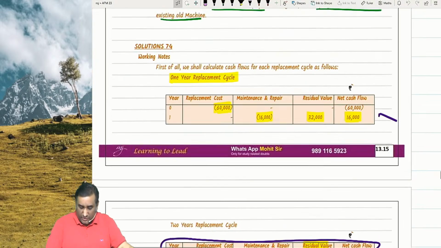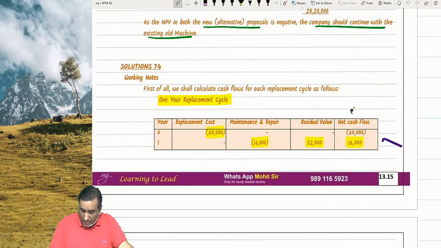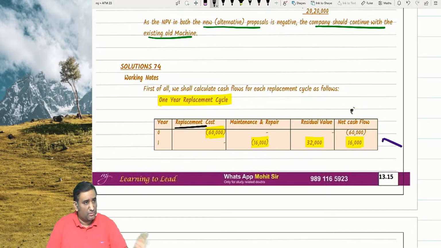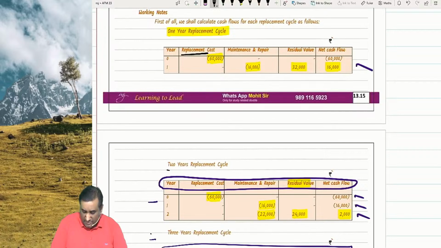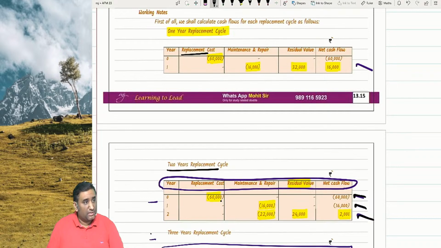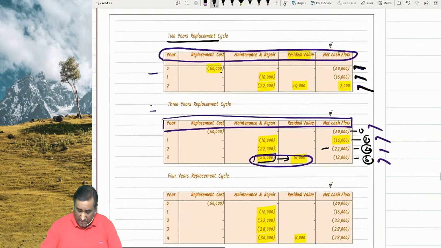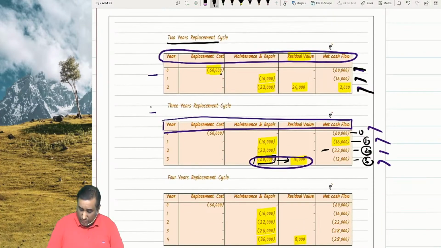Now for example, in solution 74 we had replacement cost 60, 16, you said 60 and 16. This was only the cash flows. Then second year cash flow, you said what? If we have a 2-year replacement cycle, 60, you said 60,000, 16,000 and 2,000 was inflow. Then if I have a third year, what will happen? Third year will be, sir, what?